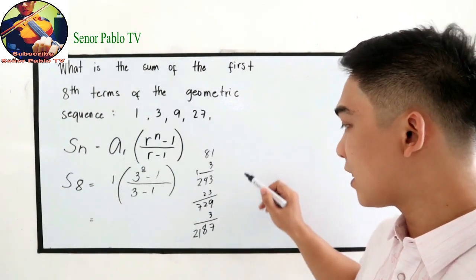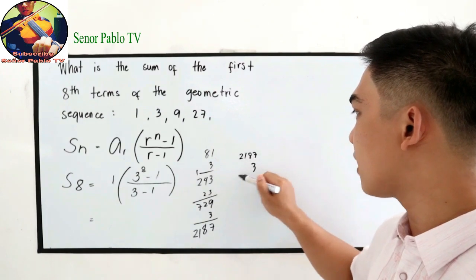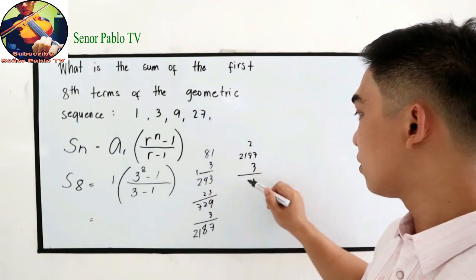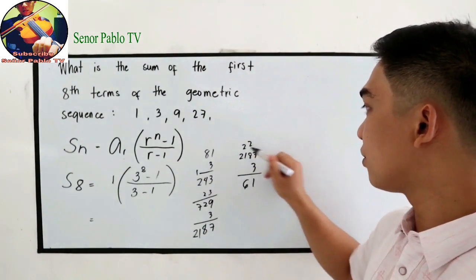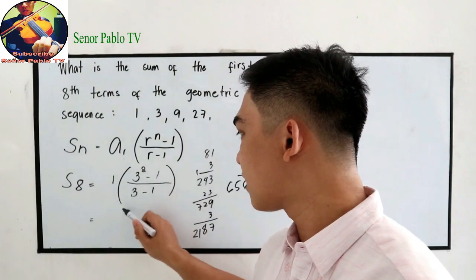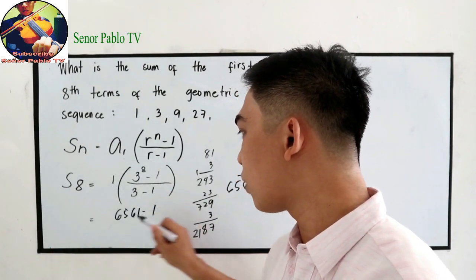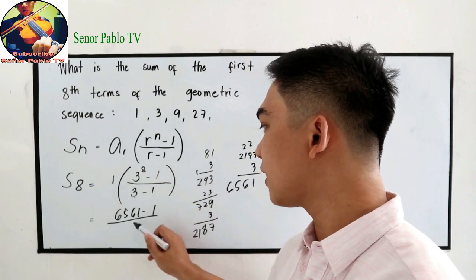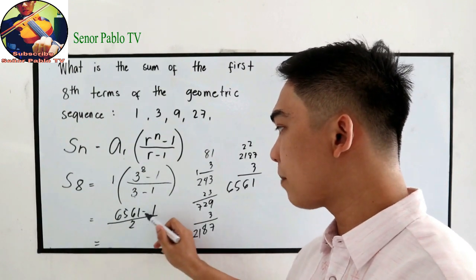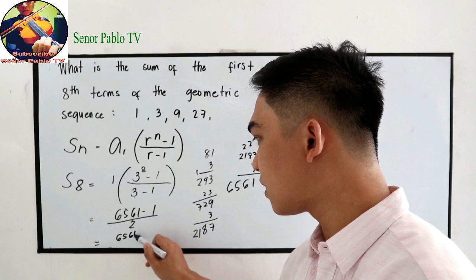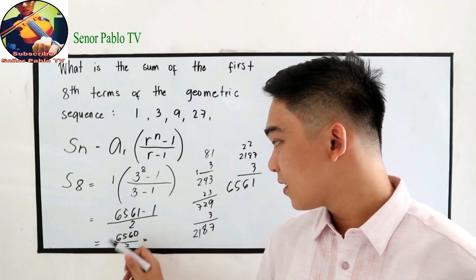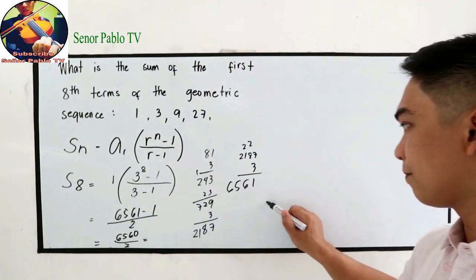Next, 7, then 8 naman, 2, 1, 8, 7 times 3. So we have 1, carry 2, 8, 16, 24, plus 2, 25, 26, carry 2, 3, 5, then 6. So 6, 5, 6, 1. Minus 1 over 3 minus 1, that is 2. Next, 6, 5, 6, 1 minus 1, that is 6, 5, 6, 0 divided by 2.